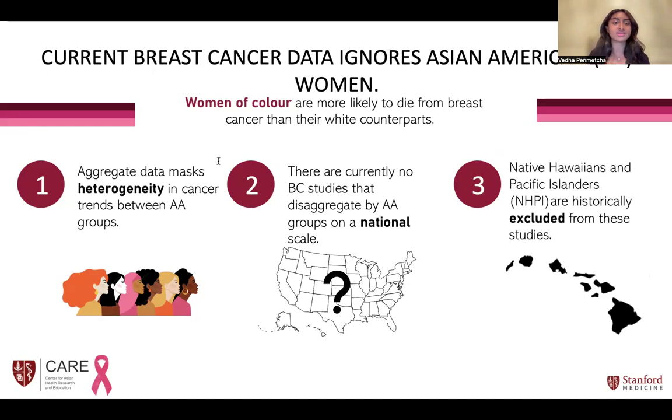Our primary aim is to present disaggregated breast cancer mortality trends of the 6 major AA groups and the NHPI population over 16 years to understand the variation in breast cancer burden. We can see where disparities in disease burden lie to inform future screening and intervention protocols.